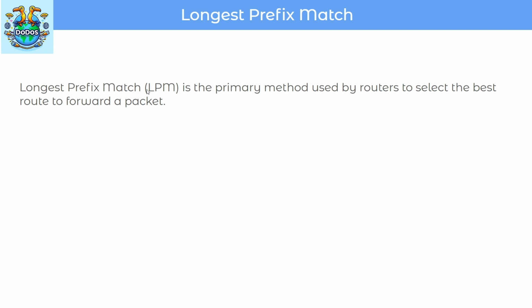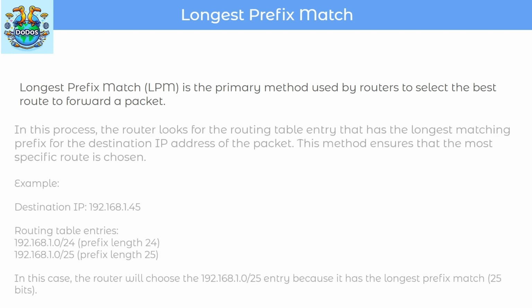Longest prefix match, or LPM, is the primary method used by routers to select the best route to forward a packet. You need to know this. This is super important. And it's a simple topic. It's just longest prefix match. Which one matches the prefix the best? In this process, the router looks for the routing table entry that has the longest matching prefix for the destination IP address of the packet. This method ensures the most specific route is chosen.